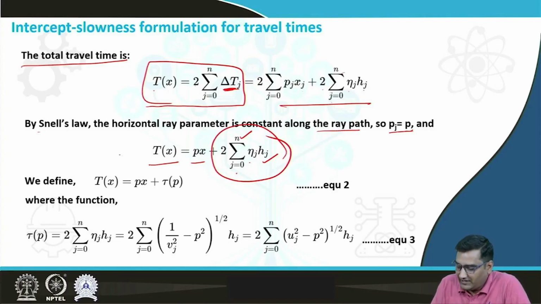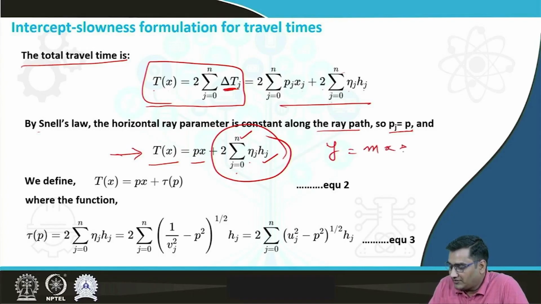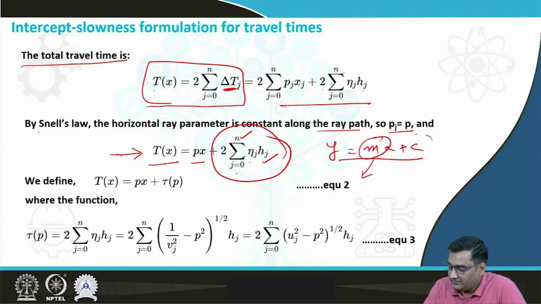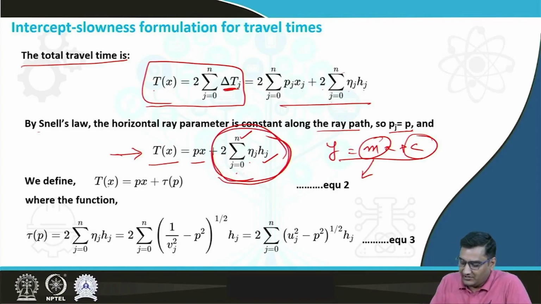So if you look at this equation and compare it with y is equal to mx plus c, that is the equation of a straight line, then m is your p, that is your ray parameter, and c is the intercept time, that is this particular value. So Tx will be equal to px plus tau p.